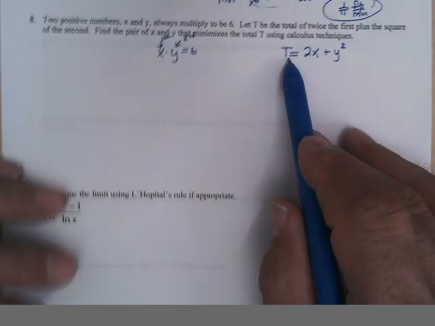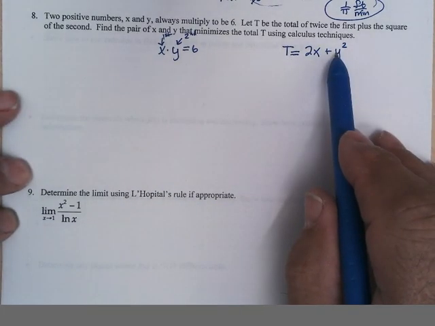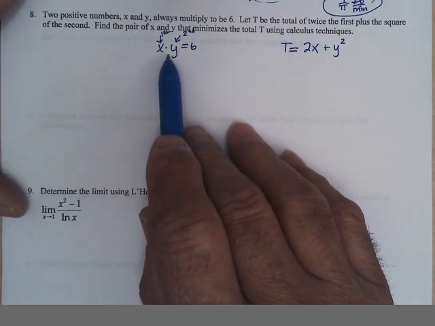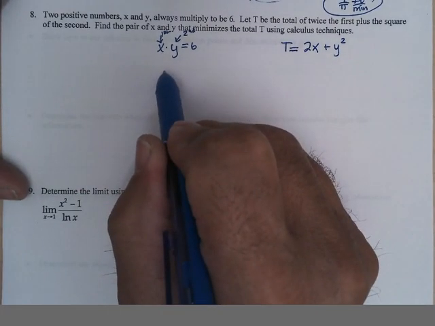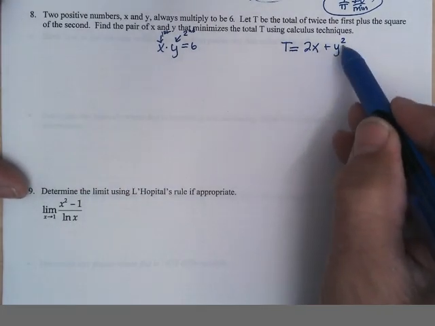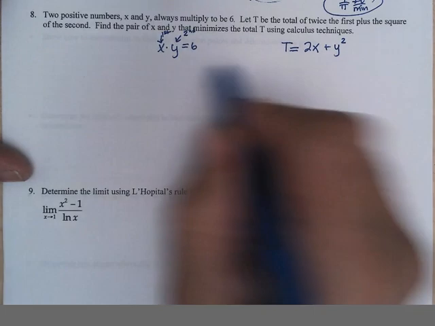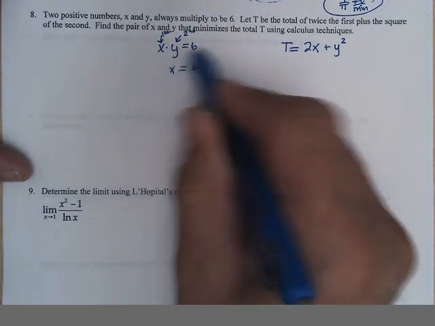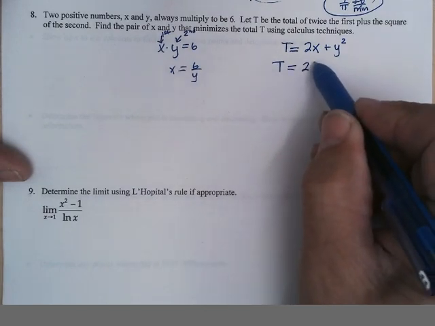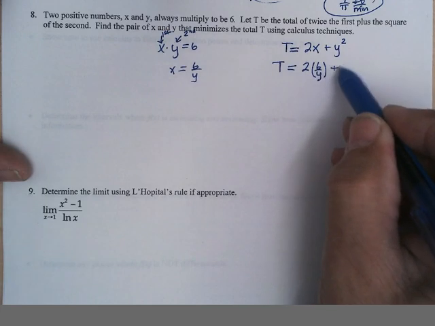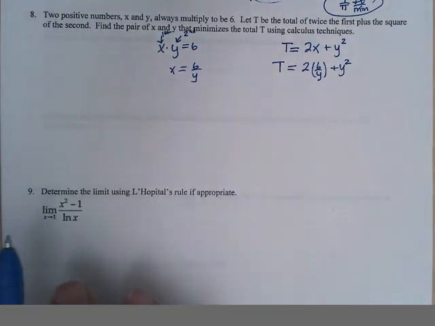Well, I want to take the derivative of t and set it equal to 0. But I need to replace. I can either solve for x or solve for y. Either one is going to be 6 over x or 6 over y. Let me solve for x. I think that way I wouldn't have to square it. So x is 6 over y. Divide both sides by y. And so I'm going to get t is equal to 2 times 6 over y plus y squared. Now I could have put 6 over x is y and squared that and put that there. Either way.